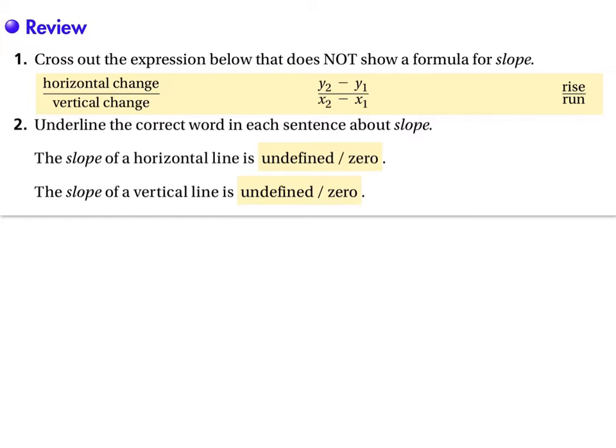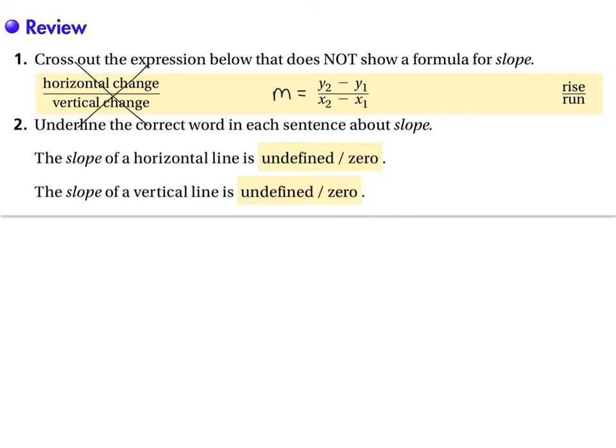Well, we know slope is rise over run. We know this is a formula for slope, especially if we put an m equals in front. This is not. Our slope is our vertical change over our horizontal change, not the other way around.